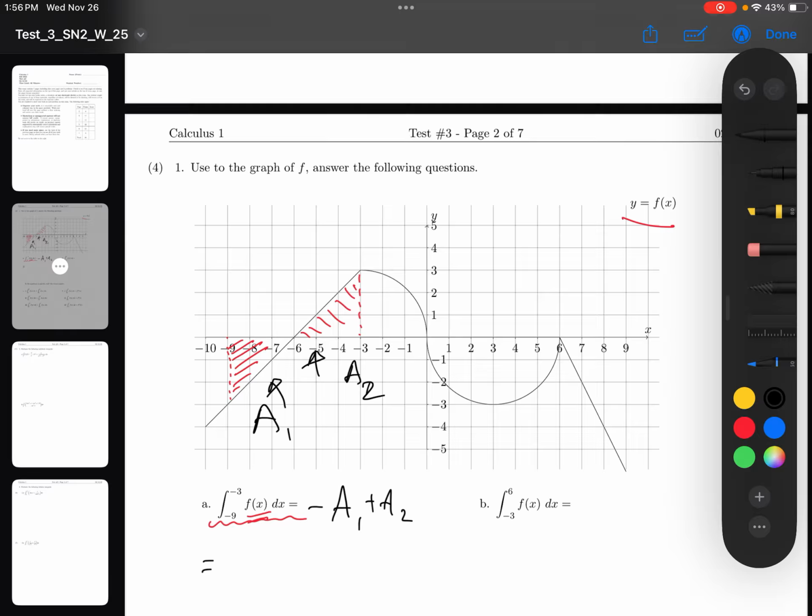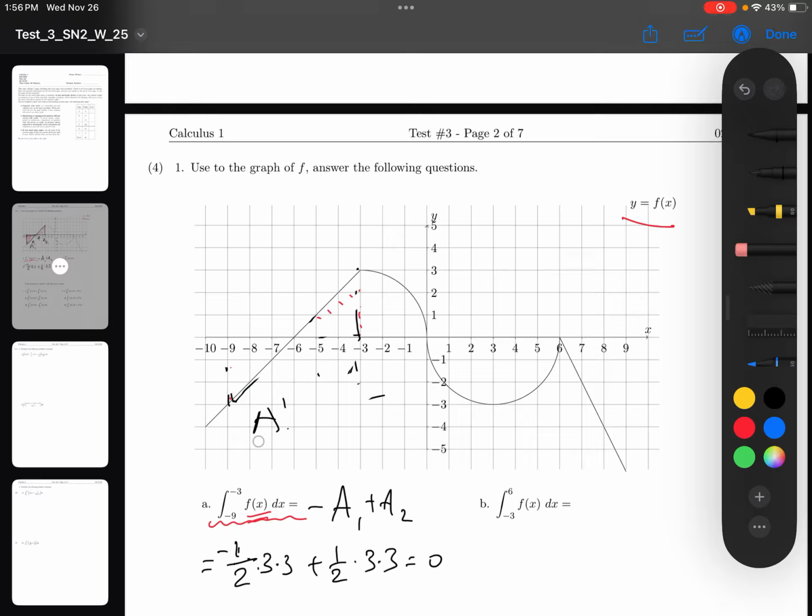And then it's the area of two triangles, this triangle right here, which has base 3 and height 3, right? 3 units base and 3 units height, and minus in front, plus the area of the same triangle here, 1/2 times 3 times 3, and that simply is equal to 0.